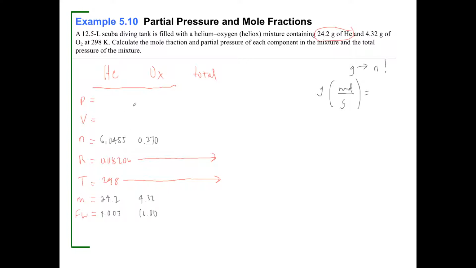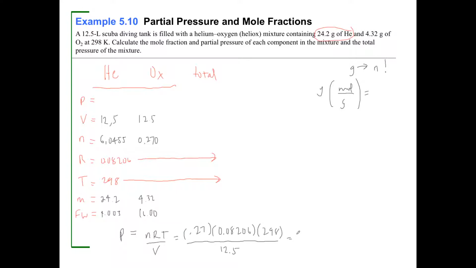Okay. And the volume is 12.5 liters for both of them, right? 12.5 liters. So let's find the partial pressure of helium and the partial pressure of oxygen. So P is equal to nRT over V, which is equal to, in the first case, N is, well, let's do 0.27 first, if you don't mind. It's still in my calculator. 0.27 times 0.08206 times 298 divided by 12.5.